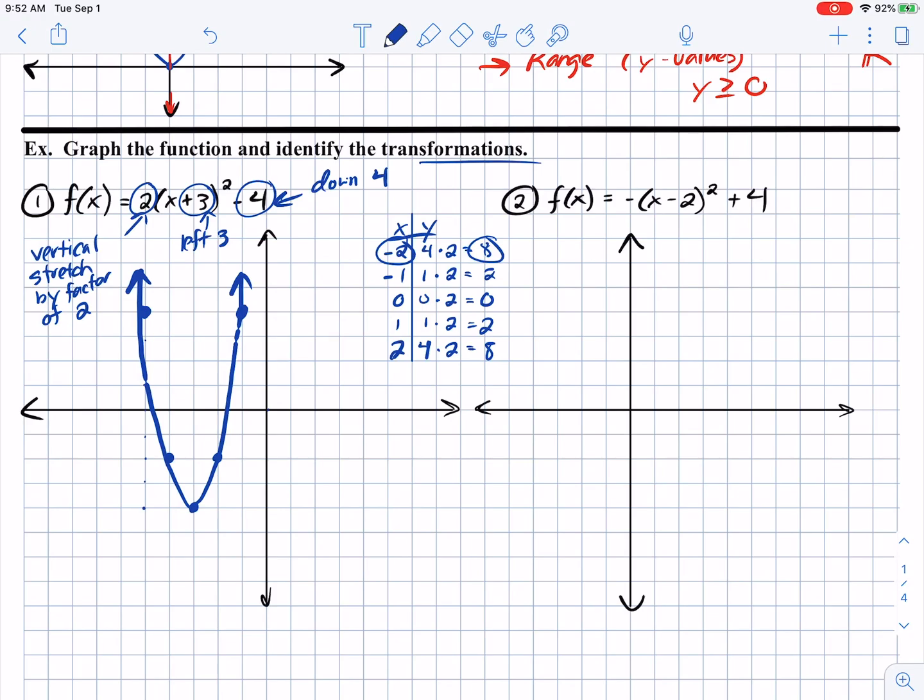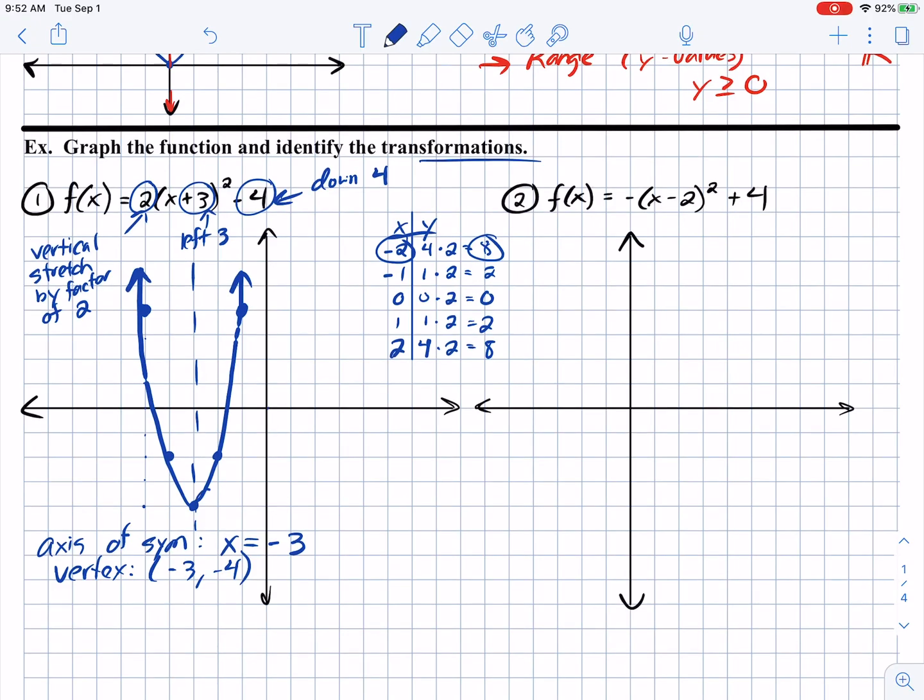Let's put a couple things on here. Let's identify a few things. Axis of symmetry would be at x equals -3. Remember, it's the vertical line going through the vertex. The vertex is at -3, -4.